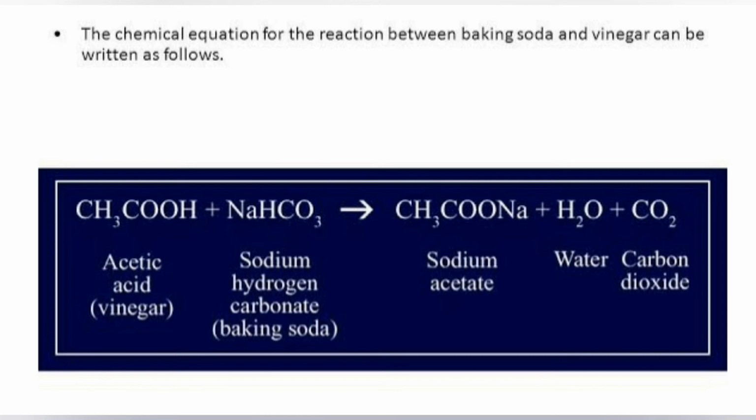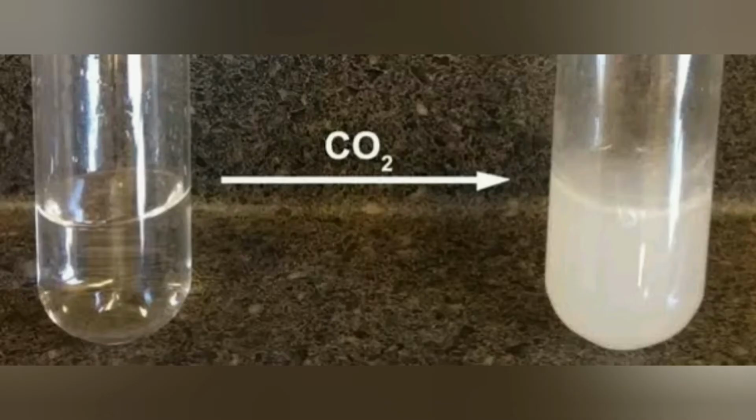How can we know that the gas evolved is carbon dioxide? We can check it out easily. If the fumes evolved are passed through freshly prepared lime water, the lime water turns into milky. This proves the gas evolved is carbon dioxide.